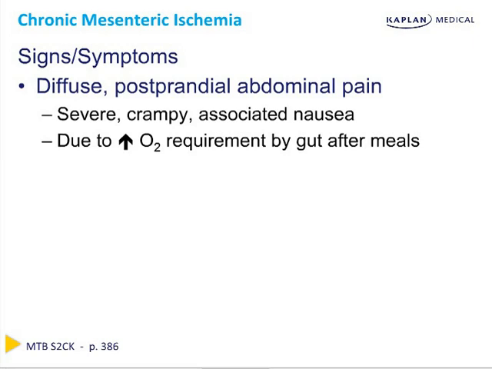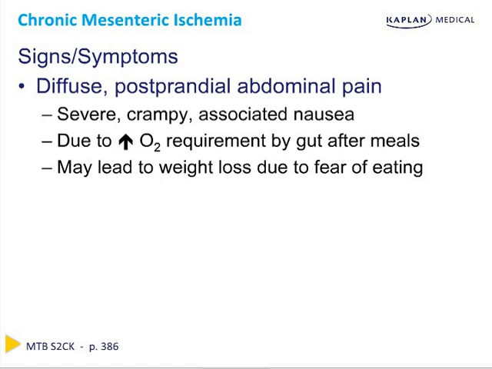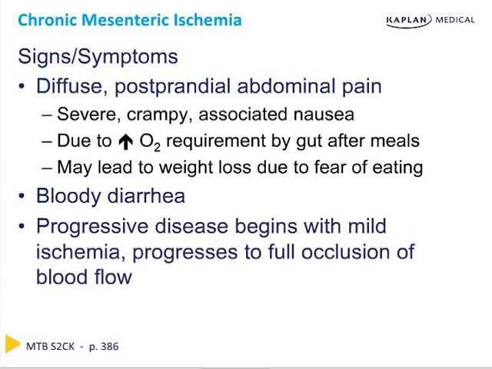The pain can be so severe that patients will actually stop eating in an effort to avoid it, leading to weight loss. The question stem may also mention bloody diarrhea because when the mucosal lining of the bowel does not receive adequate blood flow, it sloughs off, which is associated with GI bleeding. Note that like angina and claudication, this is a progressive condition that is dictated by the narrowing of the arteries, so symptoms may initially be mild, but if untreated can become severe and debilitating.